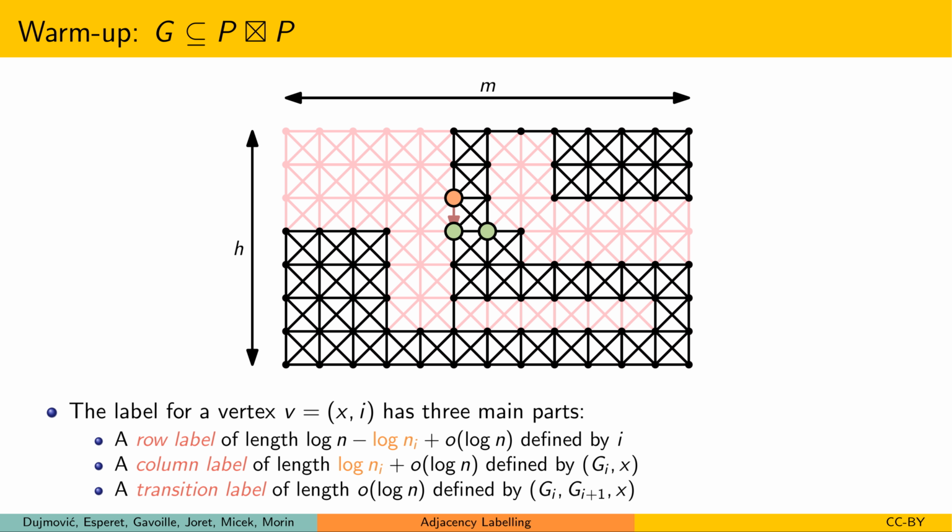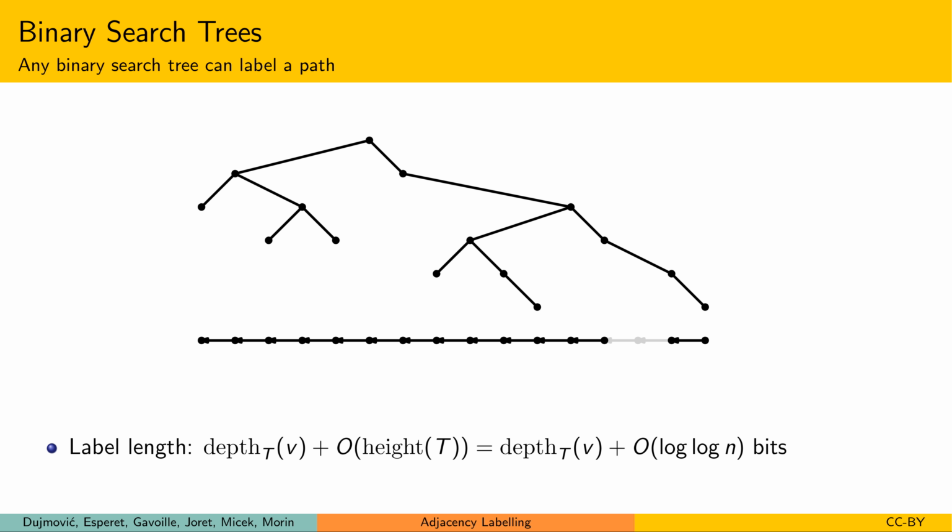For this reason, the label of V contains a third part, called the transition label, which contains enough information to modify the column label of V to produce a column label that's compatible with the labeling of row i plus 1. Then we use this modified label to test for the existence of the edge VW. To implement these ideas, we need a flexible way to label the vertices of a path. One way to label the vertices of a path is to store these vertices in a binary search tree T, in the same order they occur on the path.